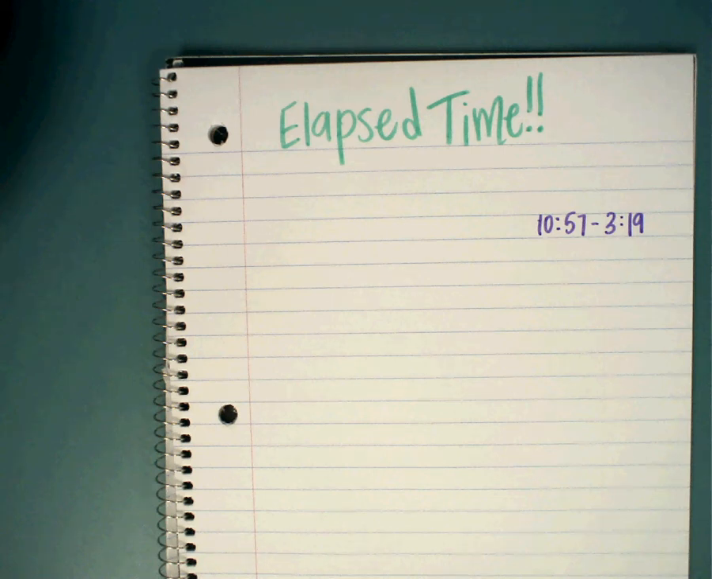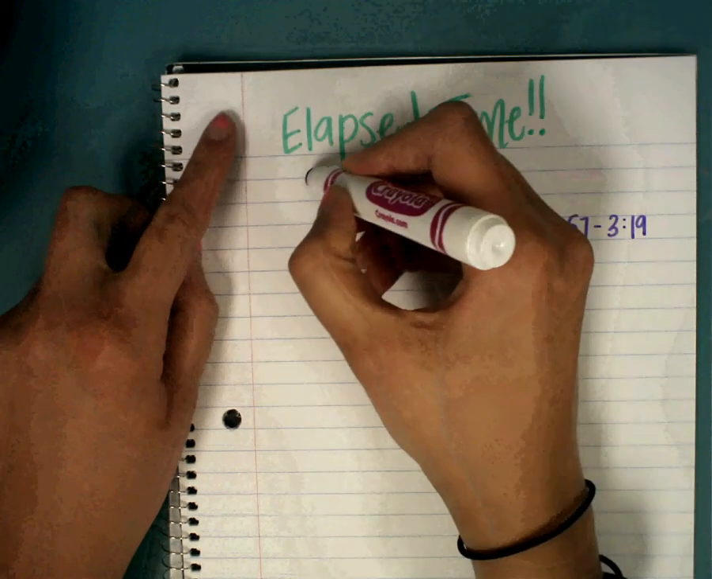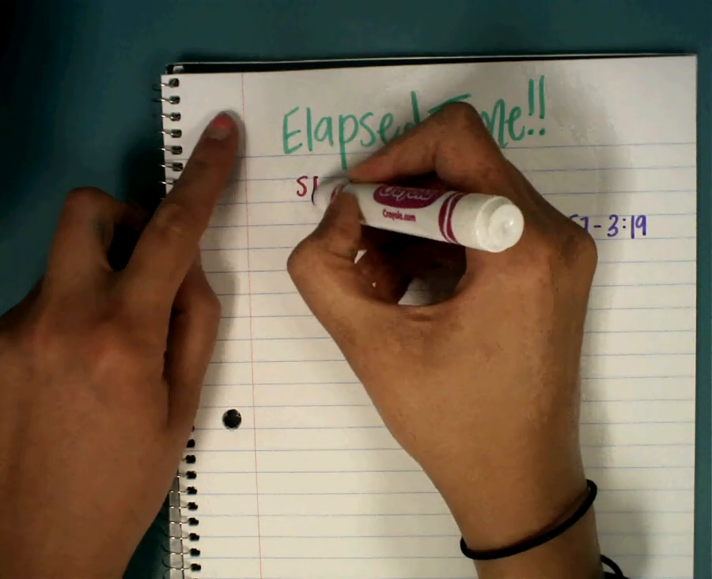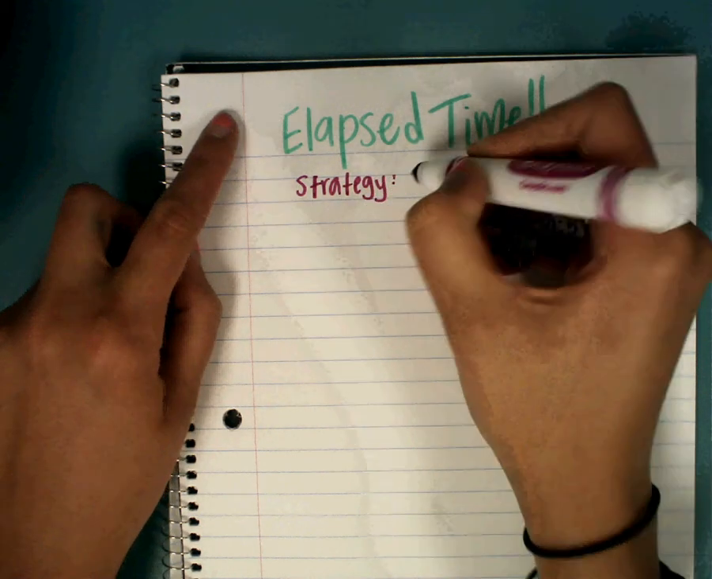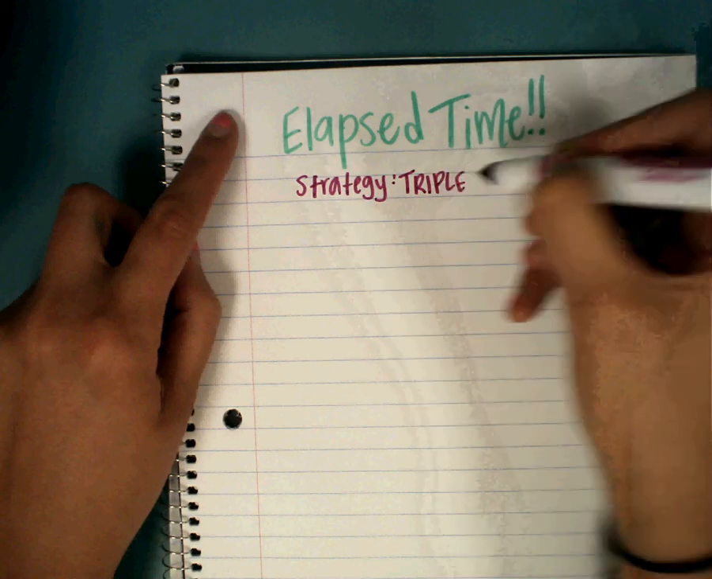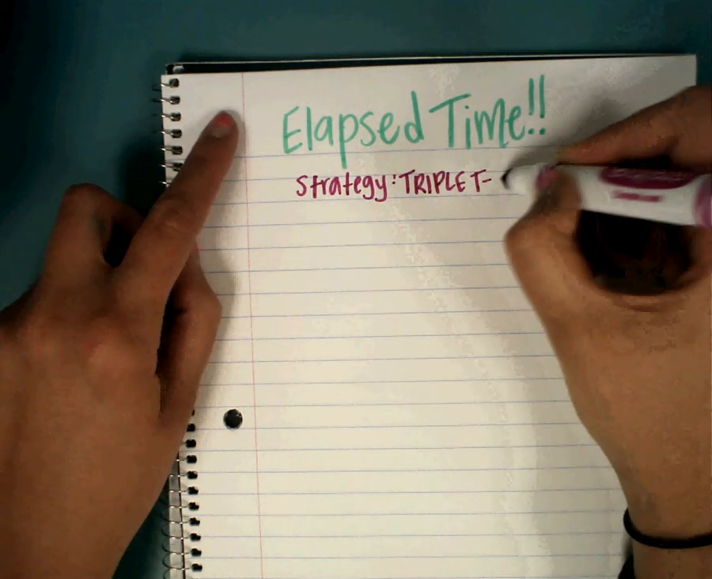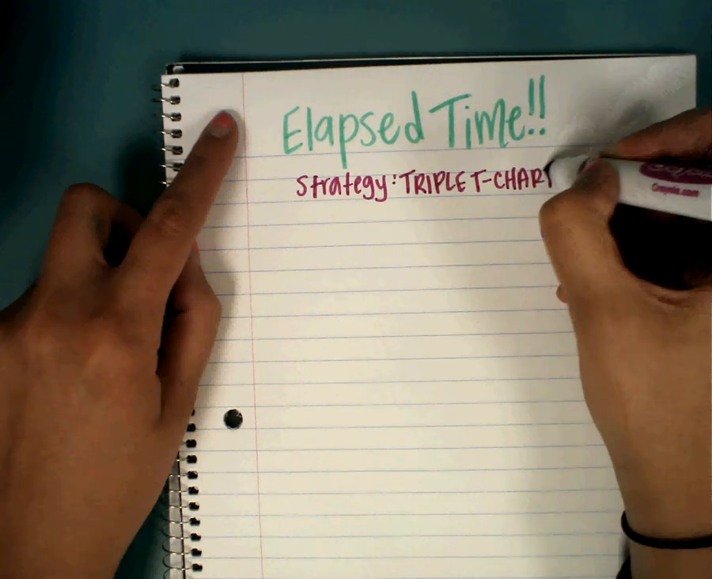Okay, so let's say step one. So step one is that our strategy, hold on, let's put our strategy for this. Our strategy is a triple T-chart. Not just a single, not just a double. This is a triple T-chart, so it is triple the magic, right? So I'm going to make that really dark just so I see it in my math journal as soon as I flip to this, okay?